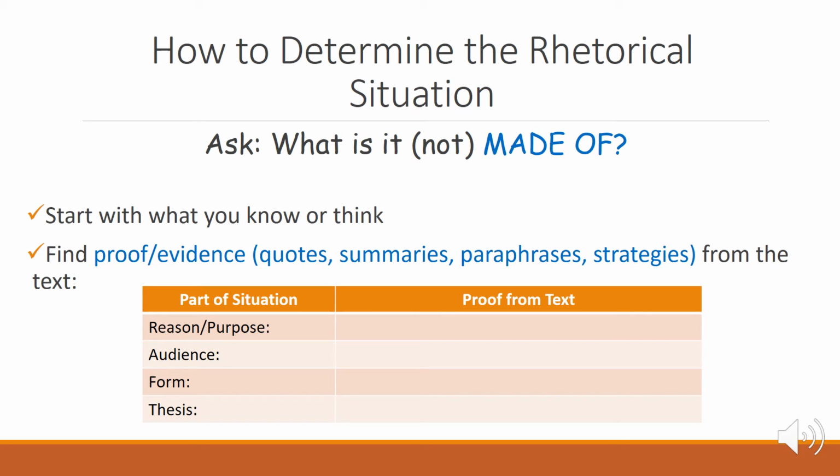Whatever you do, you want to find proof or evidence to back up your conclusions. That evidence could come in the form of quotes, summaries, paraphrases, or different concrete strategies that the text uses. And you can use a chart like the one on the screen to organize your thoughts. Just make sure that for each conclusion you draw about each part of the rhetorical situation, there's something in the text that supports that idea.